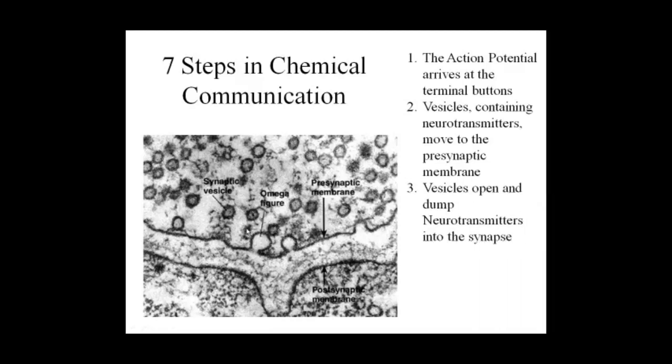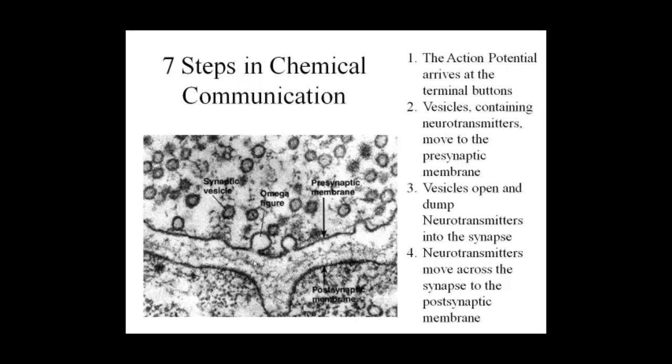Step 3. Vesicles open up and dump neurotransmitters into the synapse. So here we go. They're coming. They're hitting our presynaptic membrane. They're opening up, and out comes our neurotransmitters. Step 4, neurotransmitters. If you want to abbreviate neurotransmitters, capital N, capital T. Neurotransmitters move across the synapse to the postsynaptic membrane.